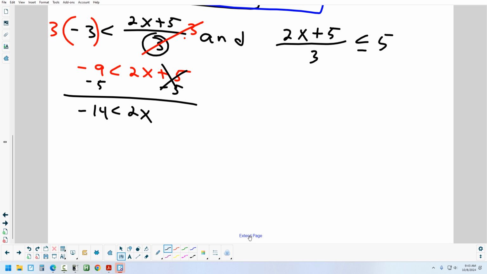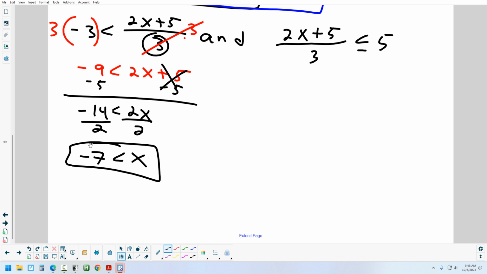Last step, divide by 2. And that's a positive 2, so you don't need to flip anything. Negative 7 is less than x. It's okay to write your answer like that. I'd prefer it like this, but it's not wrong. All right, so we get that.